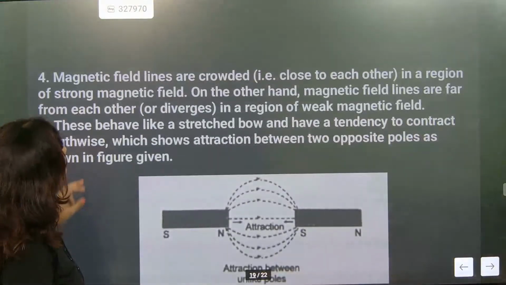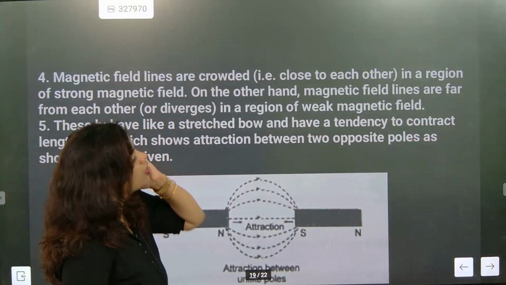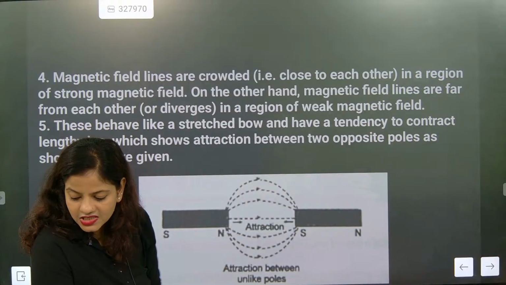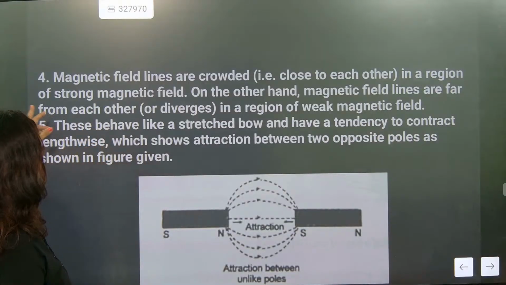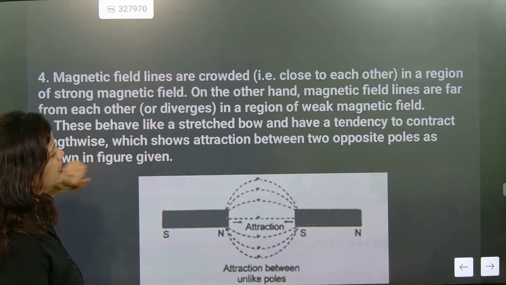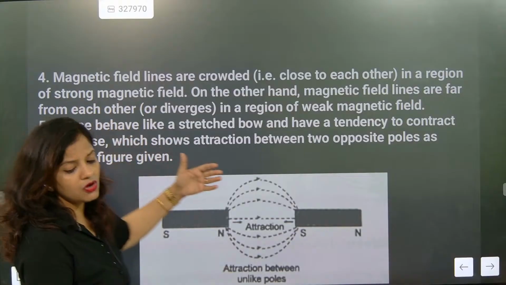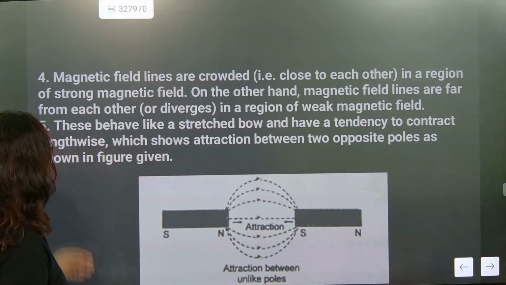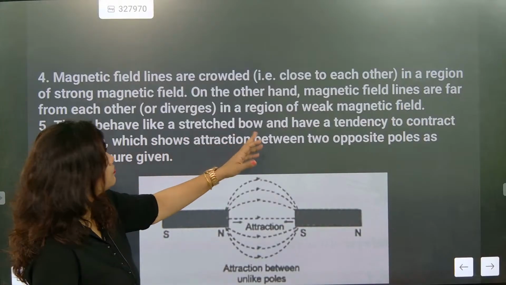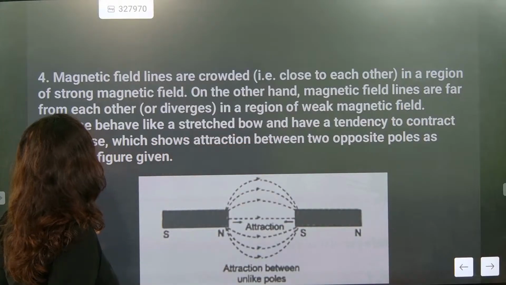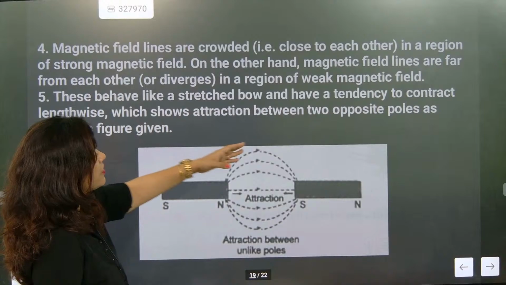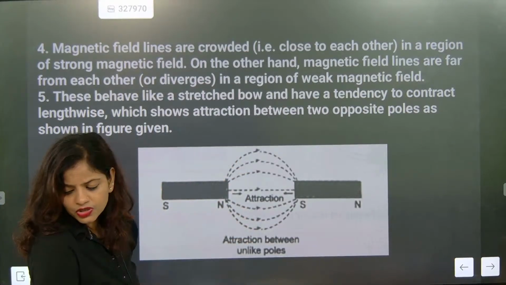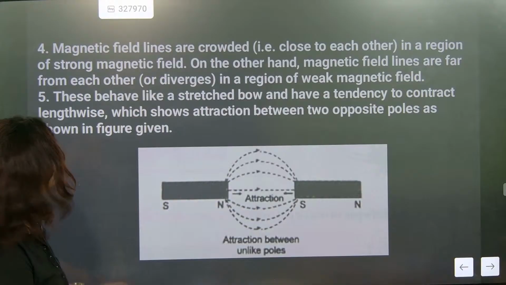Now, magnetic field lines are crowded close to each other in a region of strong magnetic field, and in the region of weaker magnetic field they will not be crowded. These behave like a stretched bow and give a tendency to contract lengthwise, whereas repulsion will be exactly the opposite. So definitely this section is most important to remember. I hope you might have understood.